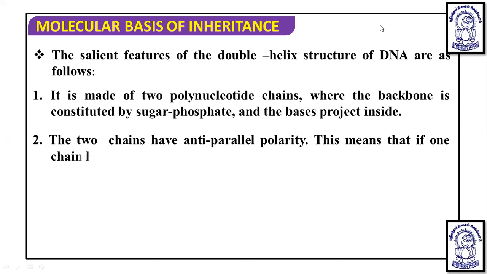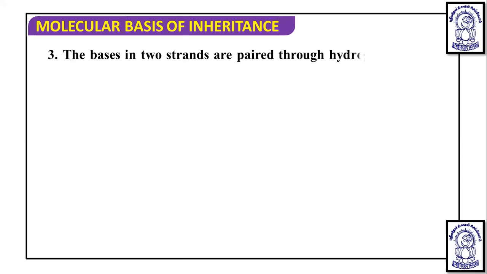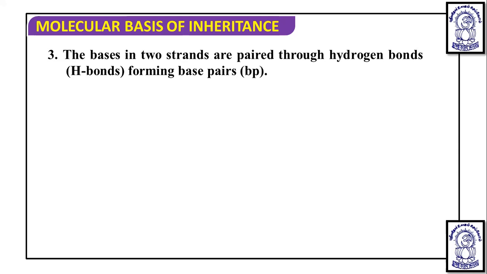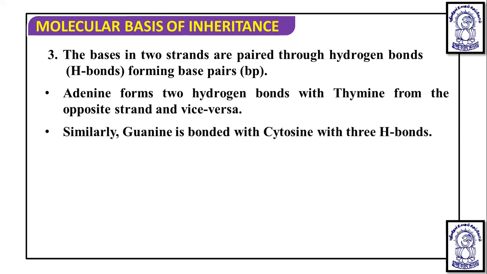Then the two chains have an anti-parallel polarity, meaning if one strand has a polarity 5' to 3', then the other strand has 3' to 5'. Then the bases in the two strands are paired through hydrogen bonds. We have just seen that between adenine and thymine, two hydrogen bonds are formed. Between the GC base pair, three hydrogen bonds are formed. So adenine forms two hydrogen bonds with the thymine from the opposite strand and vice versa. Similarly, guanine is bonded with cytosine with three hydrogen bonds.